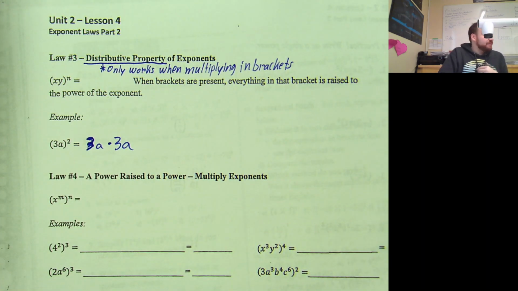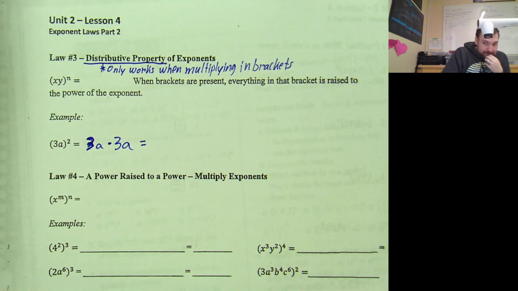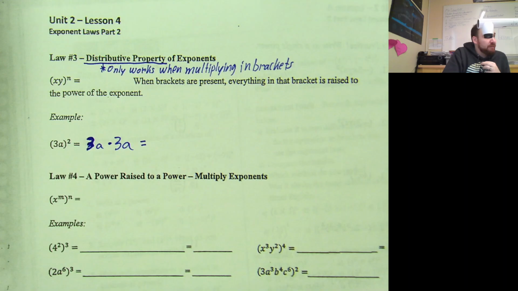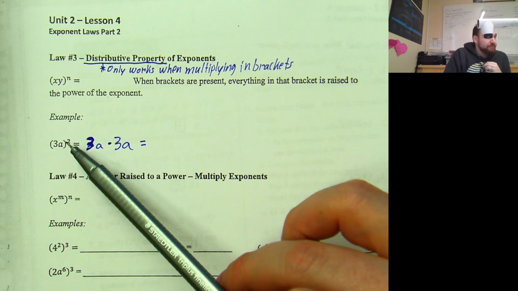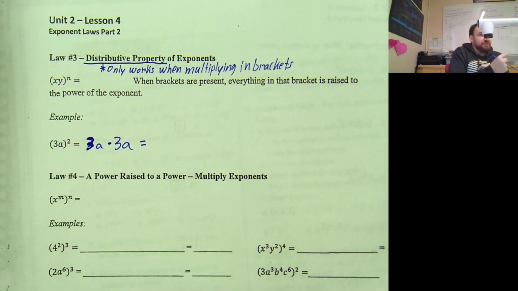Okay, yes, Danny? So how is 3a different from xy? Because xy is x times y, but then 3a is just 3a. Well, it's 3 times a. Yeah, it is 3 times a. Times 3 times a? Yeah, because I've got it to a power of 2. So 3a in brackets squared is 3a times 3a.